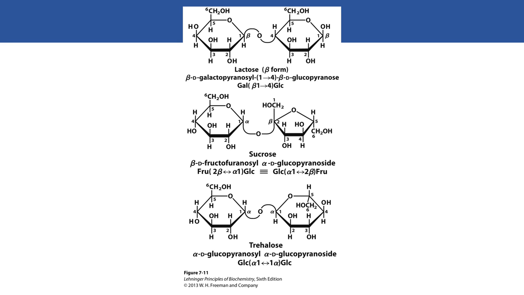In sucrose, we have an alpha 1, beta 2 glycosidic linkage. In trehalose, we end up with an alpha 1 to alpha 1 glucose to glucose linkage. So both sucrose and trehalose are non-reducing, meaning the non-reducing end is the anomeric carbon end.